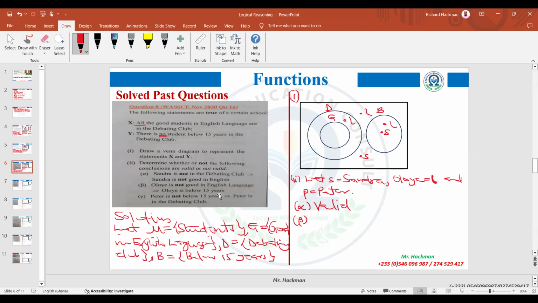So if your counter statement is satisfied, then you are able to counter. The counter statement here is Oloye is not below 15 years. So if I'm able to get L outside B, then that would be the counter statement. And you can see you have 3 L representing Oloye here, but 2 of them are outside B. So in that case, what are we going to do? Not valid. Even 1 is sufficient, how much more? So in that case, we are going to get not valid. Alpha.